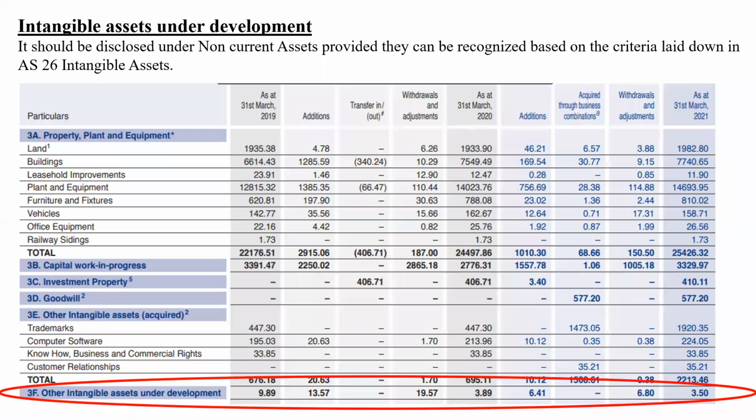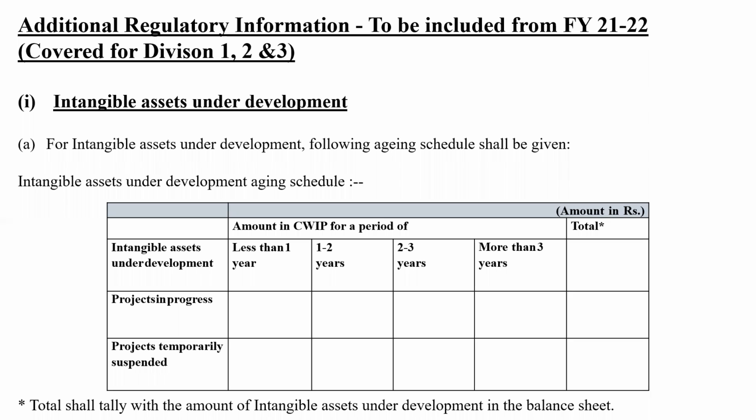Next, moving on to intangible assets under development. Now there is an additional regulation on the information to be provided in case of intangible assets under development, like in the case of CWIP. Similar to what we covered earlier with capital work in progress. CWIP will transfer to PPE, but intangible assets under development will further get classified under intangible assets.